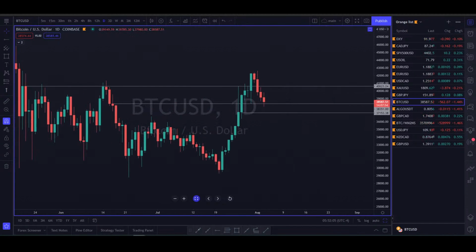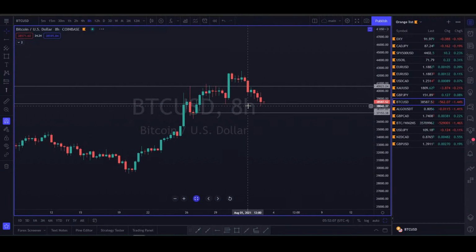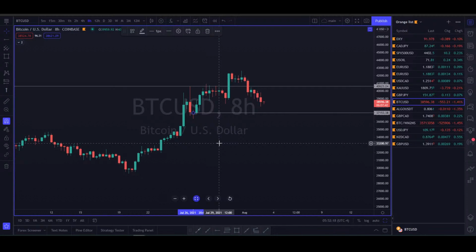So what Bitcoin needs to do, and it needs to do it soon, is find support and hold support. Let's get rid of this line right here. 8-hour support is all the way down there, 37,153. I don't like it down there, right? Because this is your bullish breakout. You should be finding support.